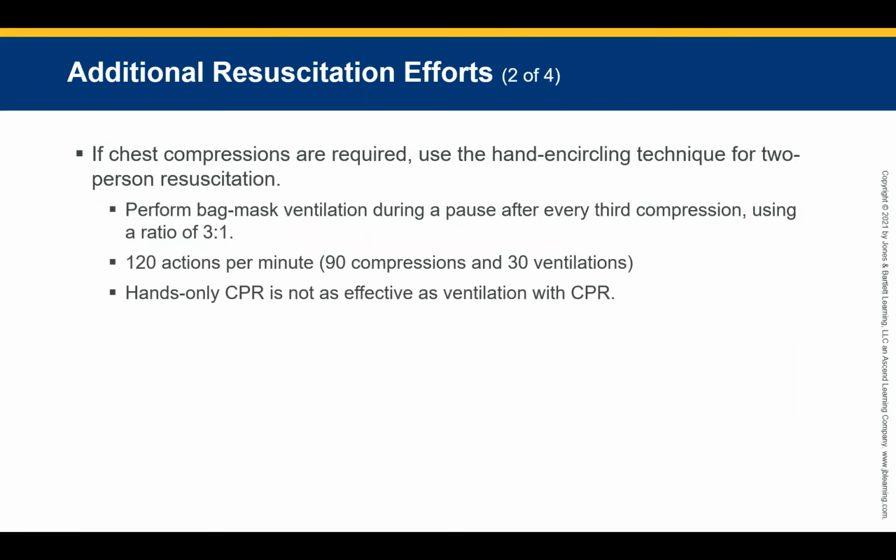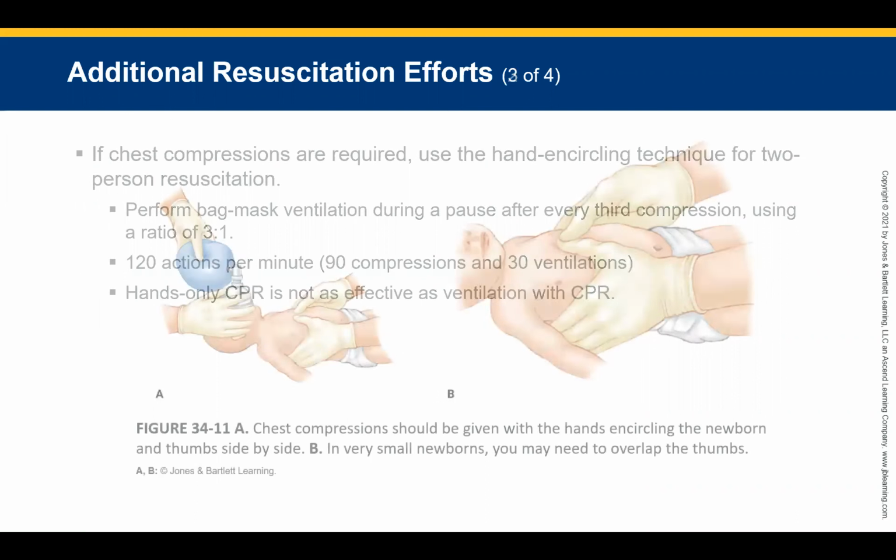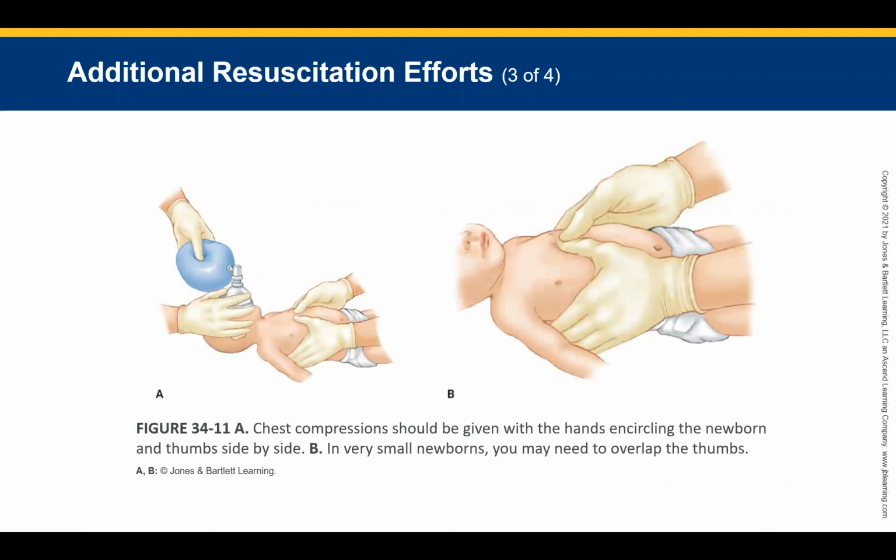If chest compressions are required, use the two-thumb encircling technique for two-person resuscitation. Perform bag valve mask ventilations during a pause after every third compression, using a compression to ventilation ratio of 3 to 1. Hands-only CPR is not as effective as ventilation with CPR. Here's our picture to go over the technique. We can use our thumbs to push down, and the other provider is ventilating this baby.